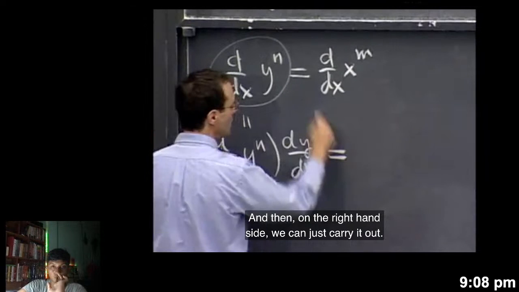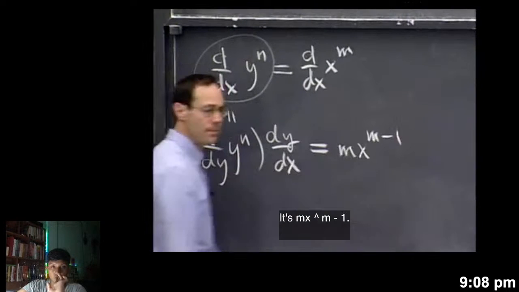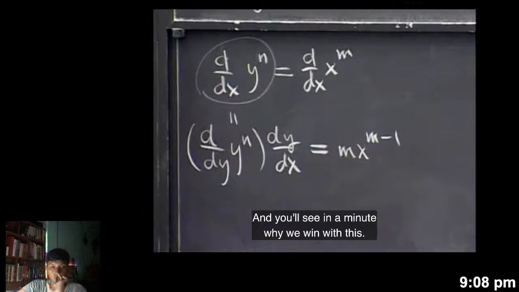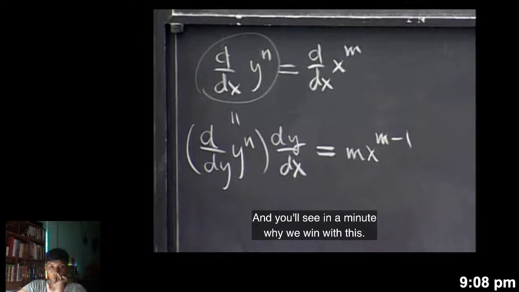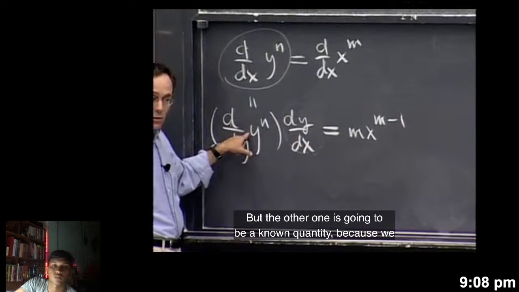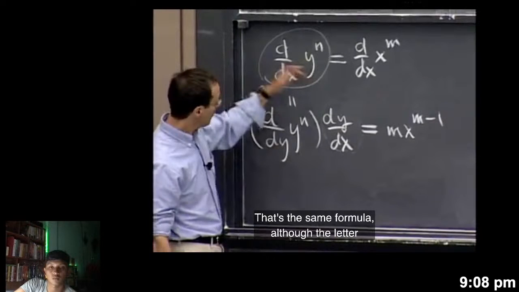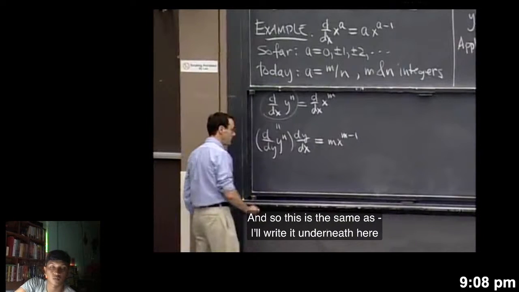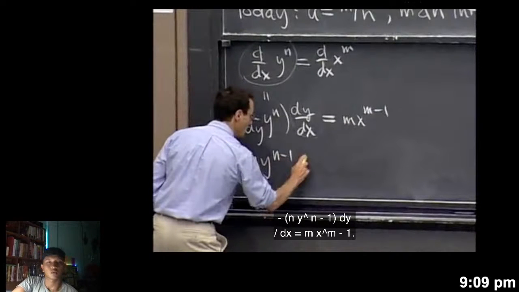All right, so this is our scheme. And now you'll see in a minute why we win with this. So first of all, there are two factors here. One of them is unknown. In fact, it's what we're looking for. But the other one is going to be a known quantity because we know how to differentiate y to the n with respect to y. That's the same formula, although the letter has been changed. And so this is the same as, I'll write it underneath here, n y to the n minus 1 times dy dx is equal to m x to the m minus 1.